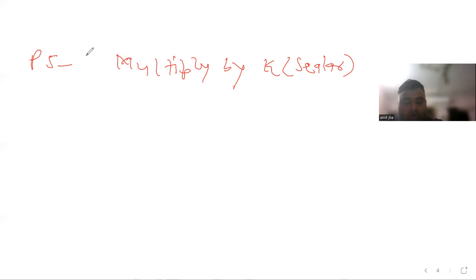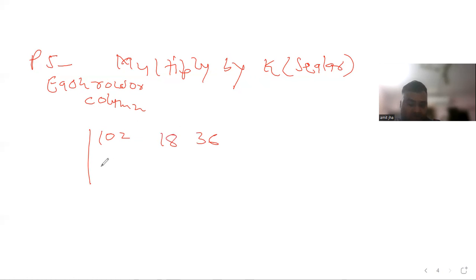Each row or column, actually. Each row or column, if you multiply with k, then the value of the whole determinant you will get is k times. That is, if I write a number, let's say 102, one example I'm picking up, and then 18, and then 36. Now here you see a relation.